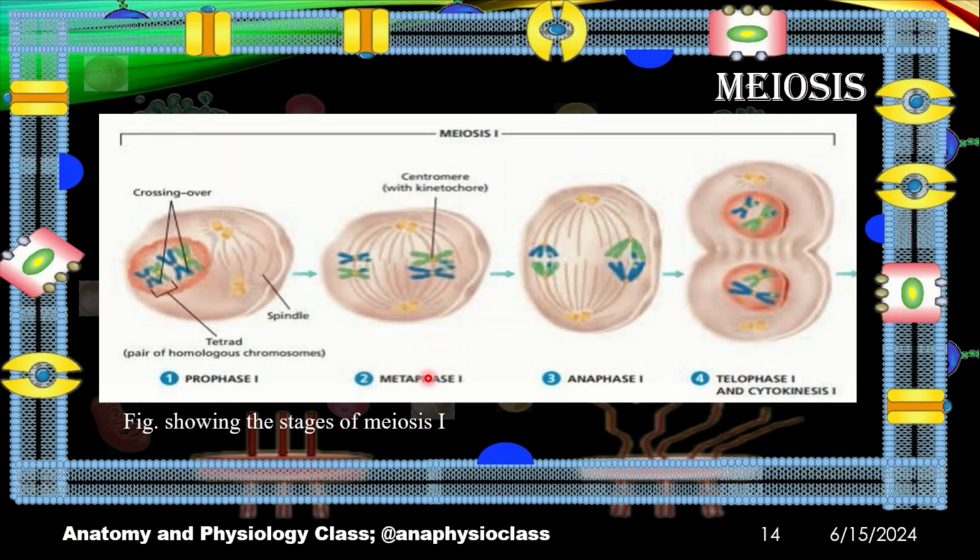Then in metaphase, the chromosomes align themselves. Each and every chromosome aligns itself and shares genetic material. The homologous chromosomes, the chromosomes that are similar to one another, share genetic material because the chromosomes are combined together.